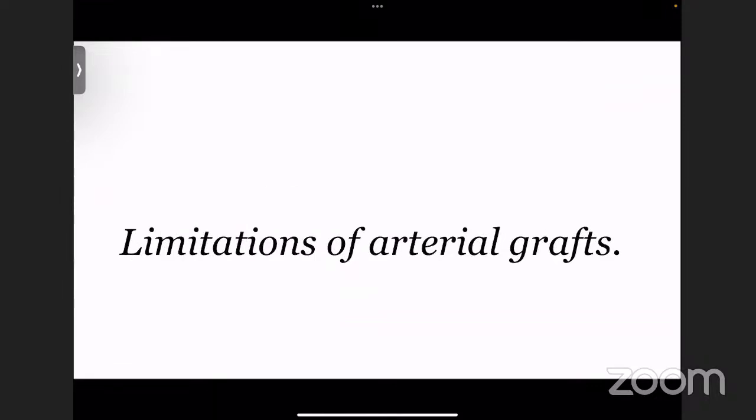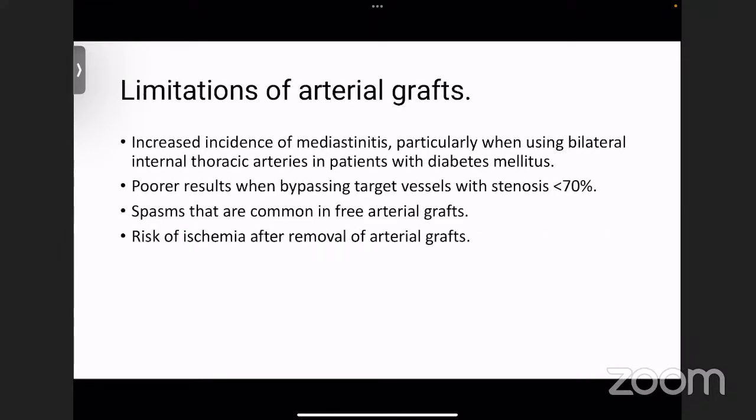So let's start with the limitations of the arterial grafts. I put a few in over here. You know, increased risk of mediastinitis, terrible thing to have, chest infections. Might not be worth the risk if there's not a significant benefit to it. This is, of course, especially when using the bilateral internal thoracic arteries. And then we have poor results, obviously, when targeting vessels that are less than 70% stenosed. And that goes into the first lecture we discussed. And then we have, obviously, the spasms that are in the free grafts. And just, it's more technically demanding.